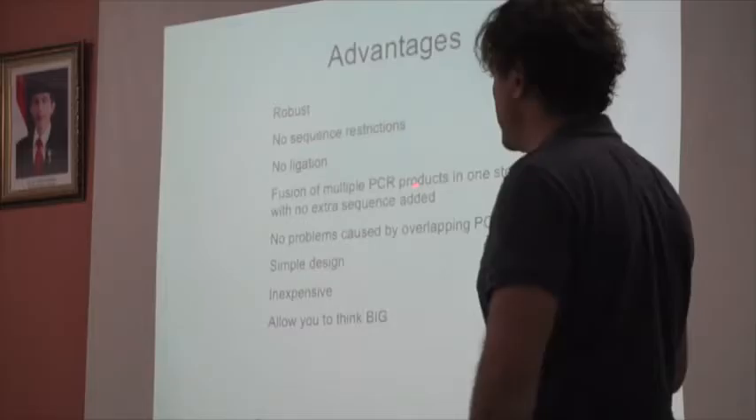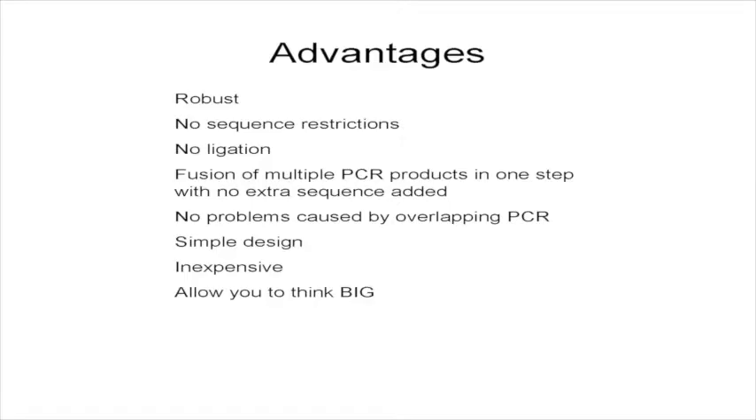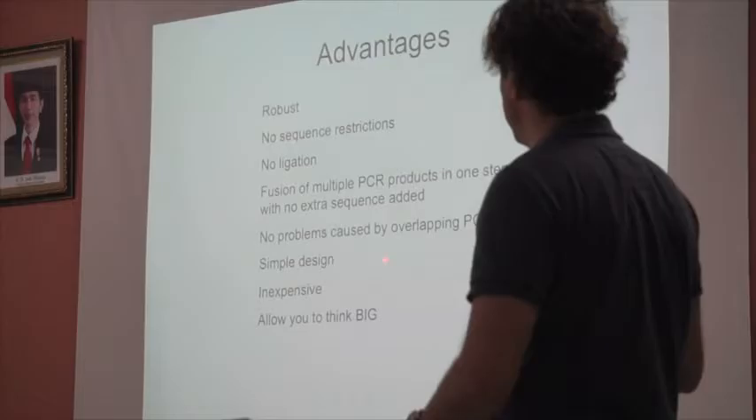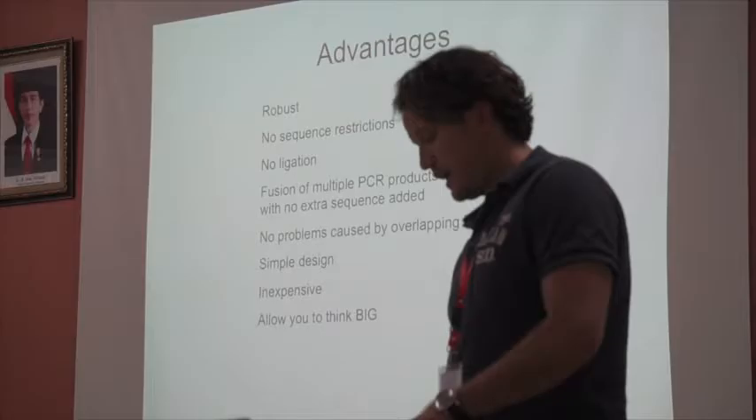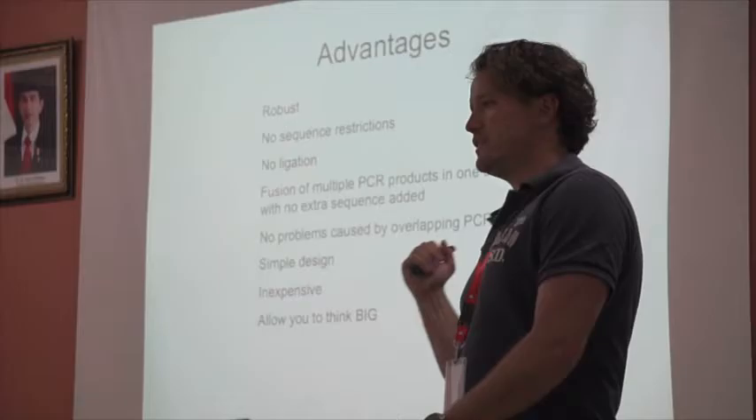It doesn't sound like very much, but I can tell you, in the lab, it makes a whole world of difference that your protocol is simple. In uracil excision cloning, you don't need the glue enzyme, ligation. We can fuse many different DNA parts together. You can also do similar things by something called overlap PCR, but this method has fewer problems. It's very simple, it's inexpensive.